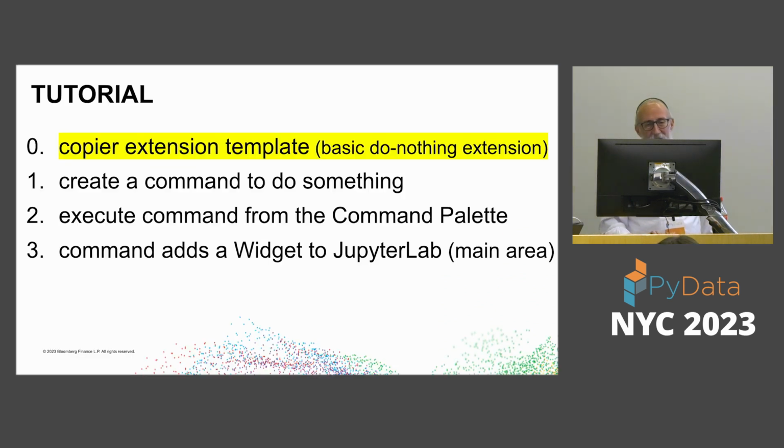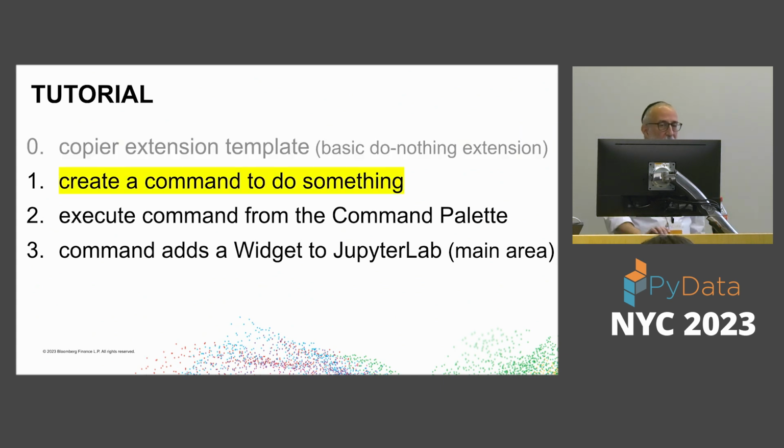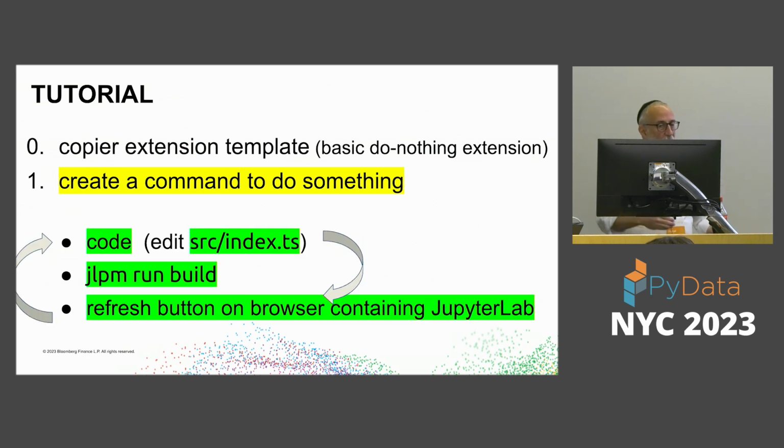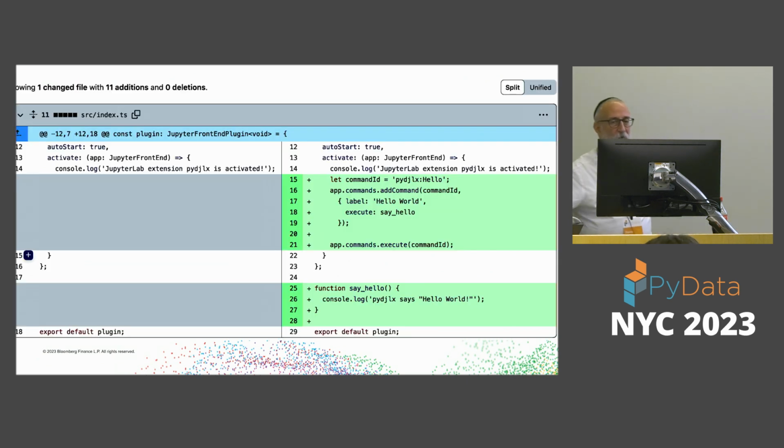It's being activated. So that was all step 0. That's the hardest step in the whole process. All the other steps we're going to see is just change the code, rebuild, refresh the browser. So the next thing we're going to do, we're going to create a command to actually do something. And again, just code, build, refresh the browser. So here's the code change. We were just writing to the console. We're going to leave that write in just so we can be sure that it's being activated.